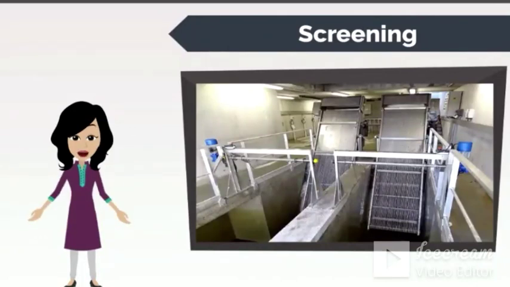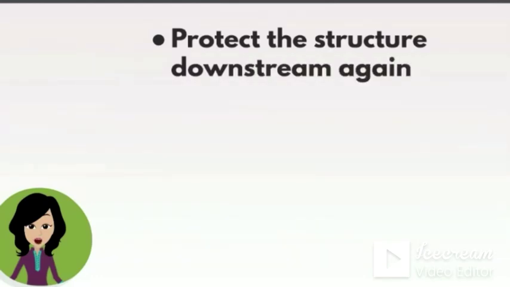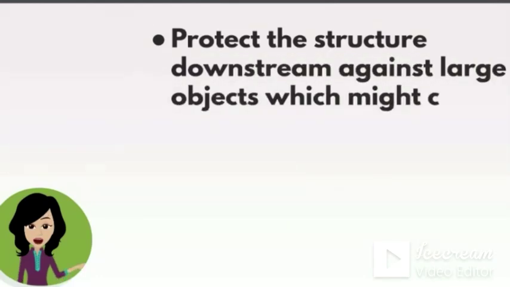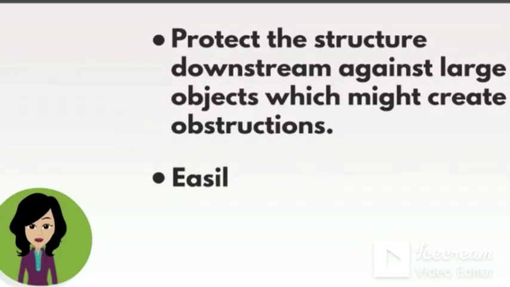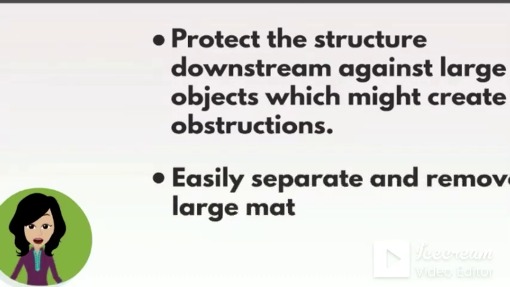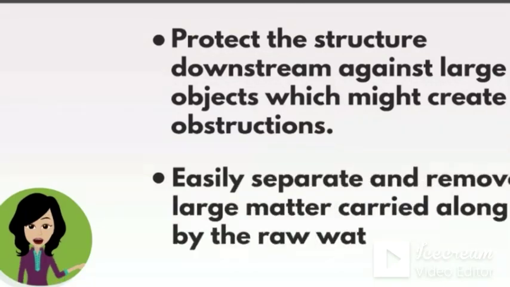Let's start with screening, which is the first process in water treatment. Its main purpose is to protect the structures downstream against large objects which might create obstructions, and to easily separate and remove large matter carried along by the raw water, which might negatively affect the efficiency of later treatment procedures or make their implementation more difficult.